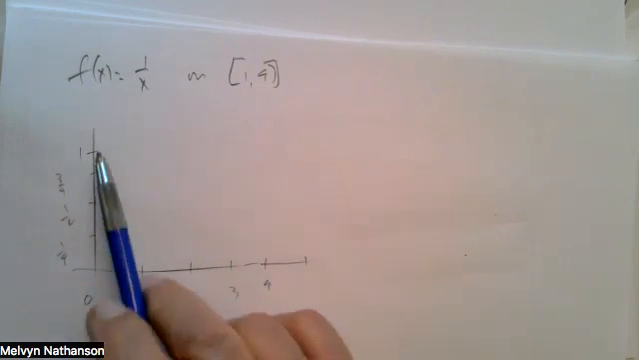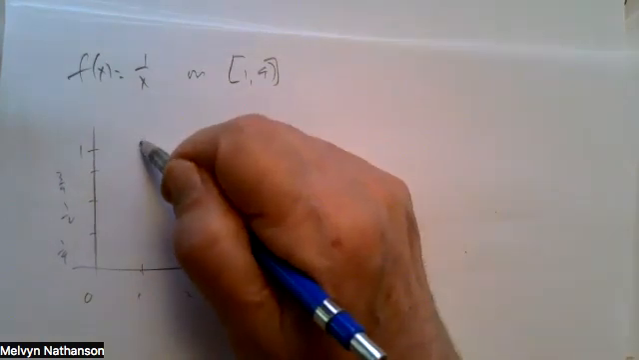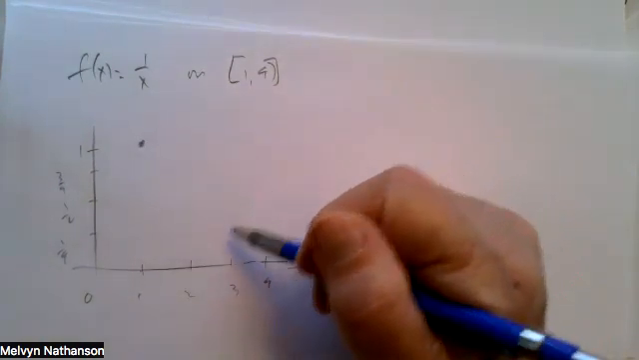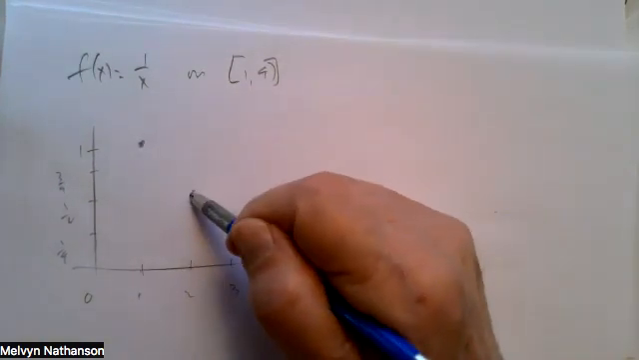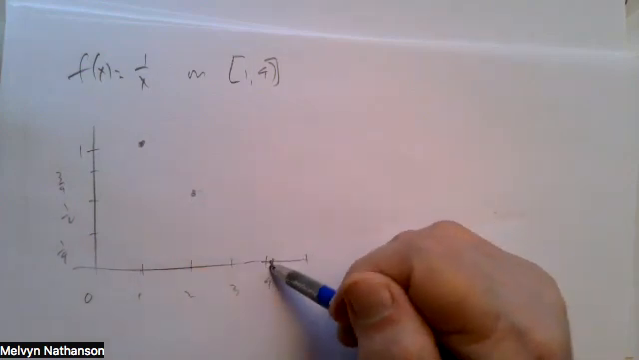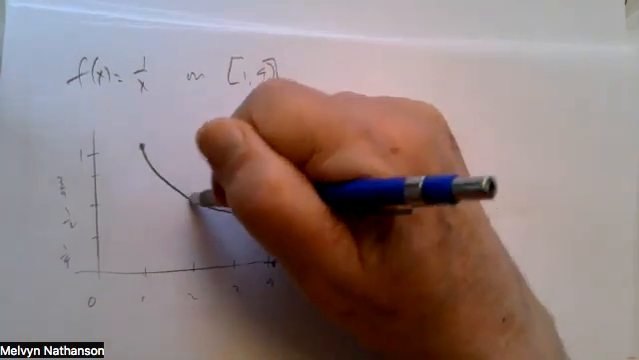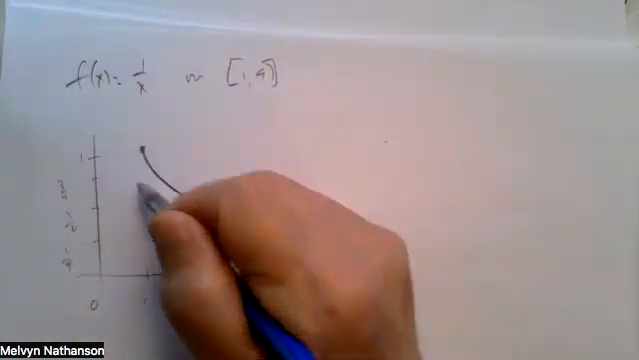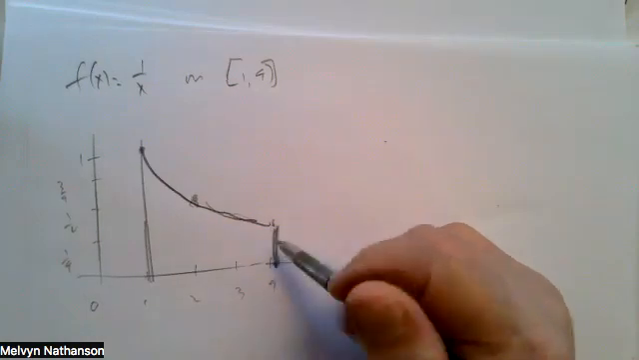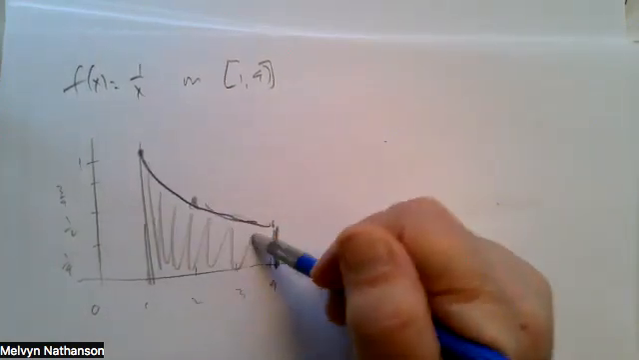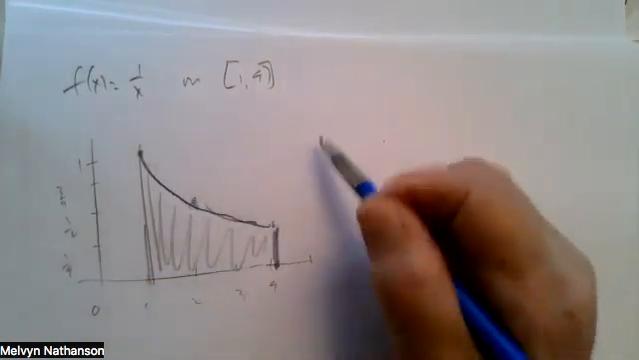So when x is 1, f of x is 1. When x is 2, f of x is a half. When x is 4, f of x is a fourth. This function is decaying, and it looks something like that. So that's 1 over x from 1 to 4.